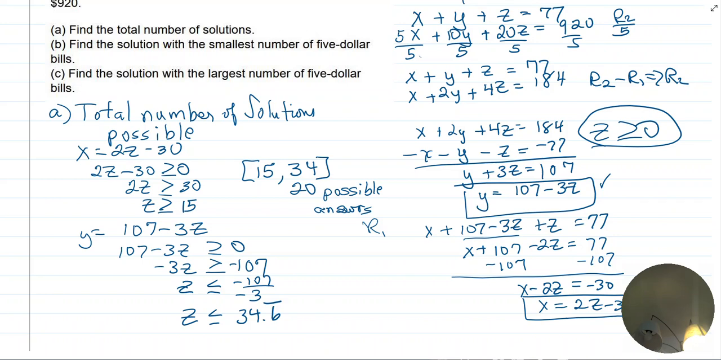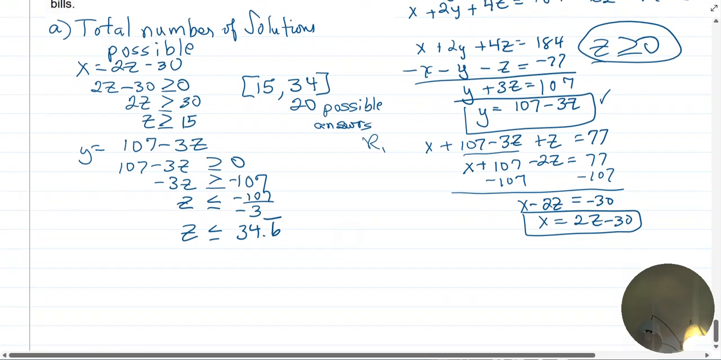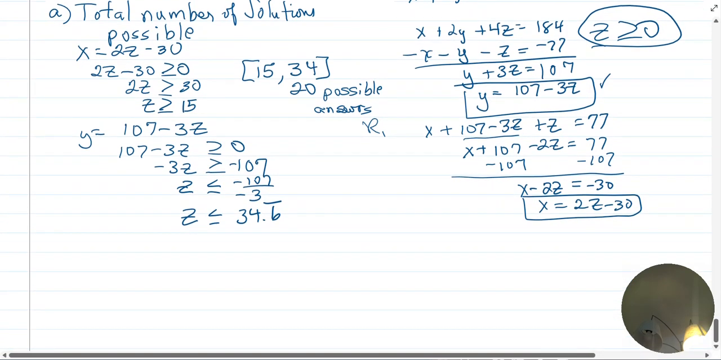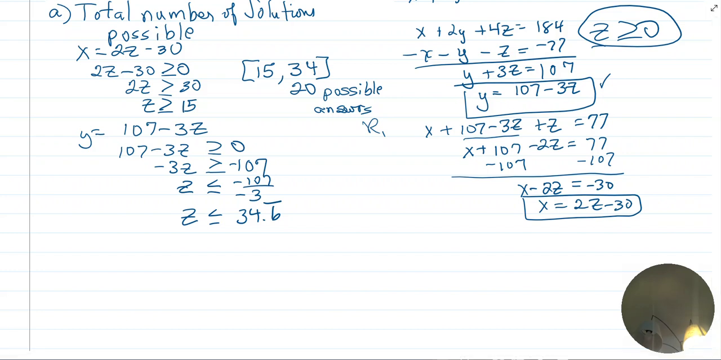All right. So now that I know how many possible answers I have, part B says, find the solution with the smallest number of $5 bills. Smallest number of $5 bills would make x 0. So 0 would be the smallest number of $5 bills. So how would I do that? Well, I know the lowest value of z is 15. So if we have x equals 0, then I have to put in 15 for z.